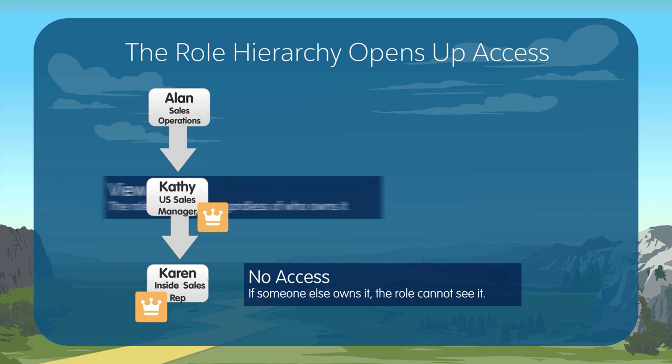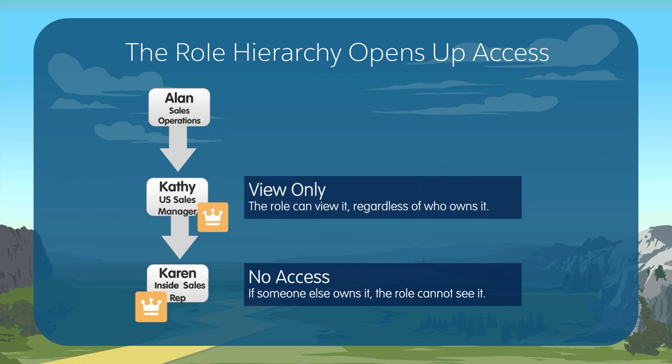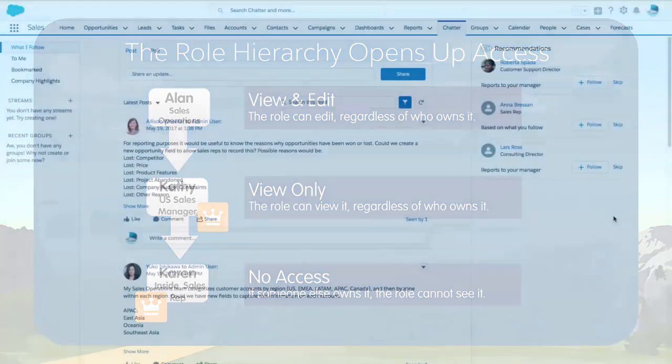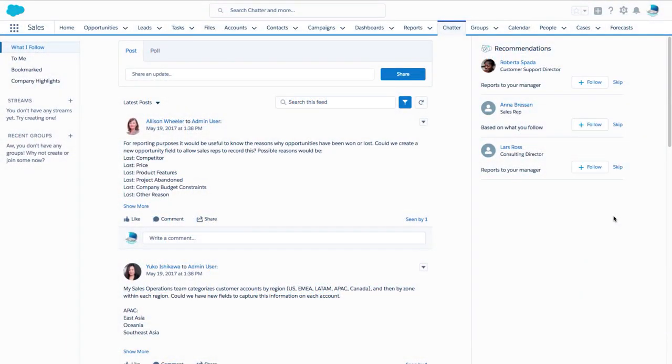View only. People in a role can view opportunities, regardless of ownership. We'll choose this option for the sales manager role. Or we can choose view and edit. Those in a role can view and edit opportunities, regardless of ownership. This is the option we'll pick for the sales ops role. Let's take a look at this in our demo org for AW Computing. We're going to set up the role hierarchy so that everyone has access to the records they need.